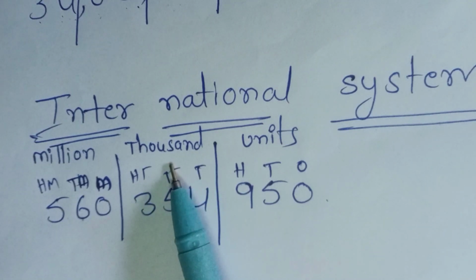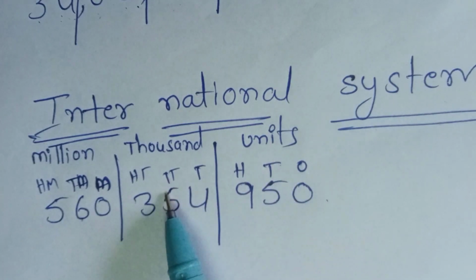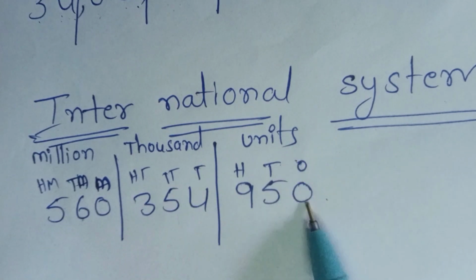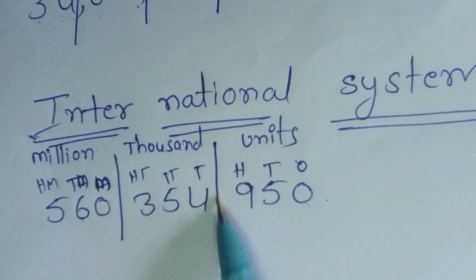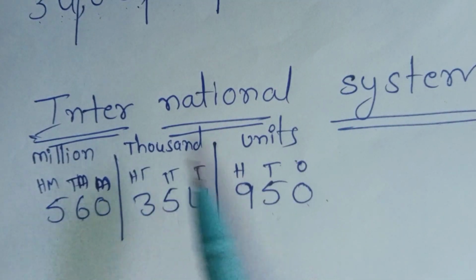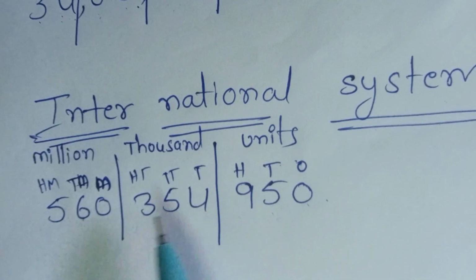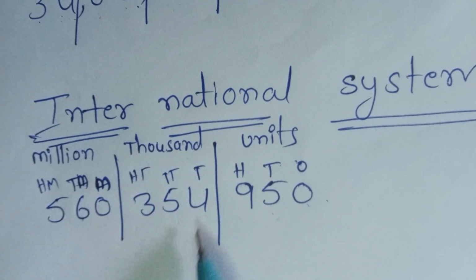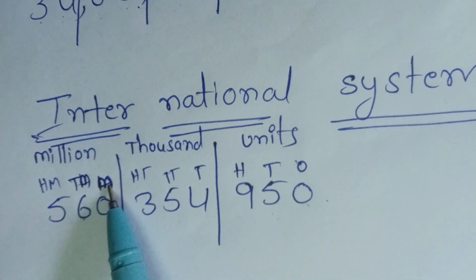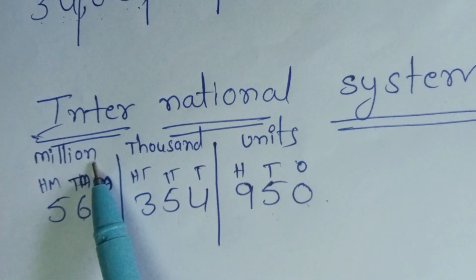This is the international system. In the international system, this is the unit period, this is the thousand period, this is the million period. In the unit period, ones, tens, hundreds, three digits are there, similar to the Indian system. In the thousand period, 1000, 10,000, 100,000, here also three digits. Then the million period: million, 10 million, 100 million. Here also three digits are there.